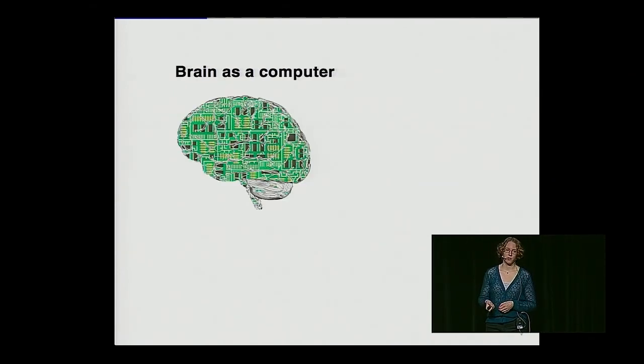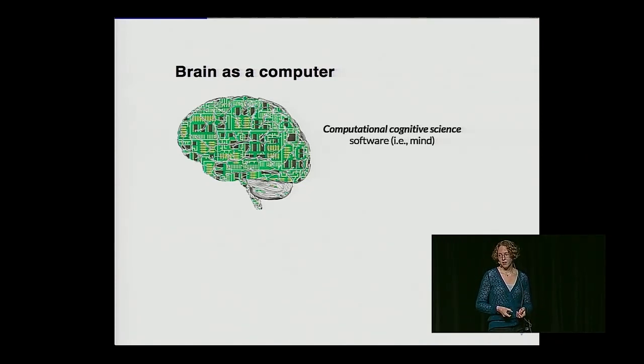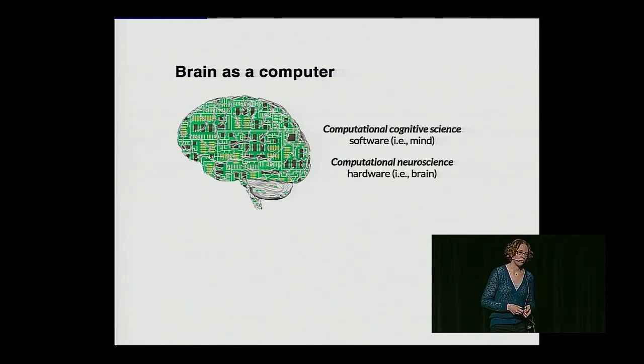The field that I'm in is called computational cognitive science. In computational cognitive science, we view the brain as a computer, and we're interested in how the brain generates thought and behavior. In particular, we are interested in how the brain's software works, how the software produces behavior. Our colleagues in computational neuroscience are interested in the hardware, and that's more like the individual neurons.